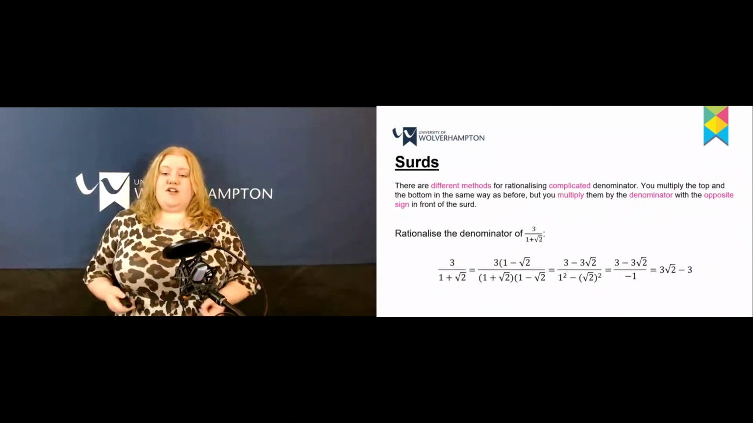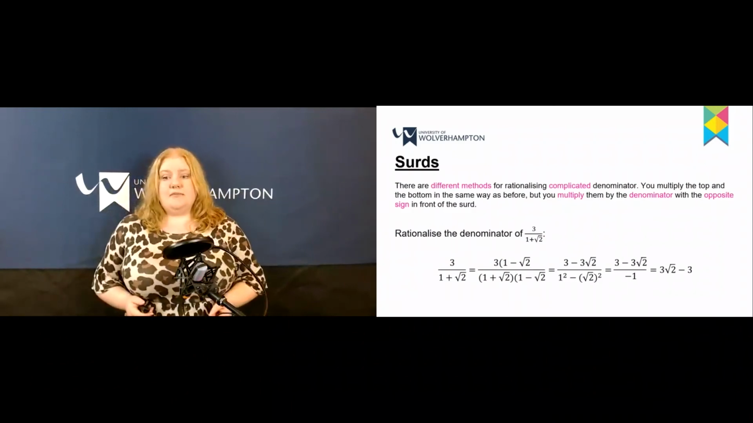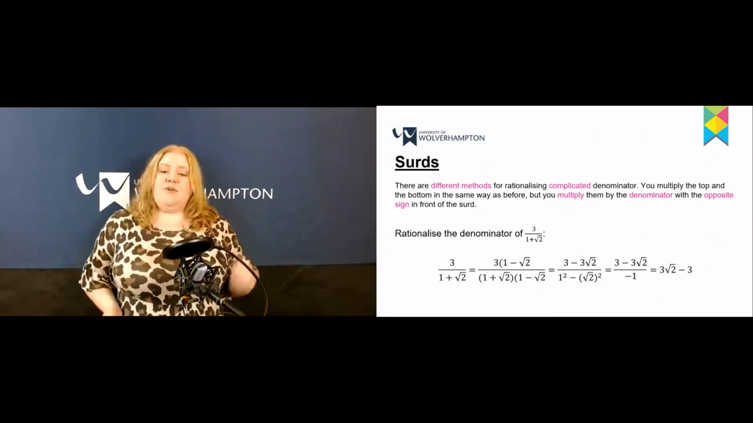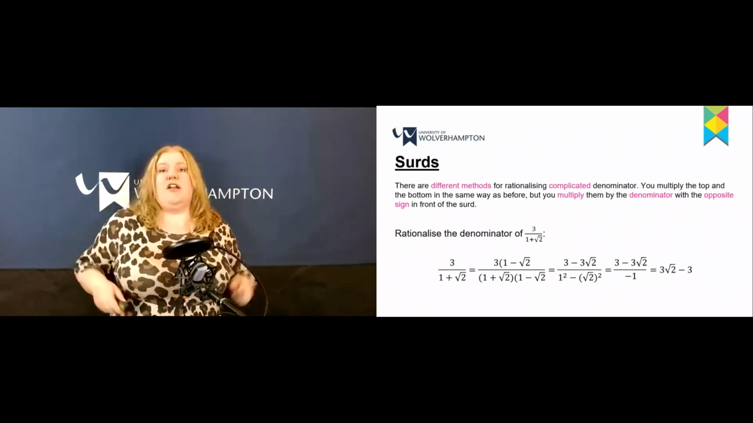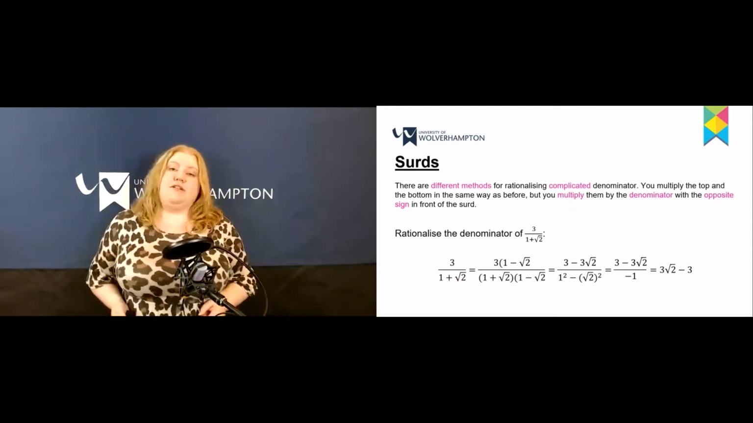There are different methods for rationalising a complicated denominator. You multiply the top and the bottom in the same way as you did before, but then you multiply them by the denominator with the opposite sign in front of your surd. And there's your example just there.